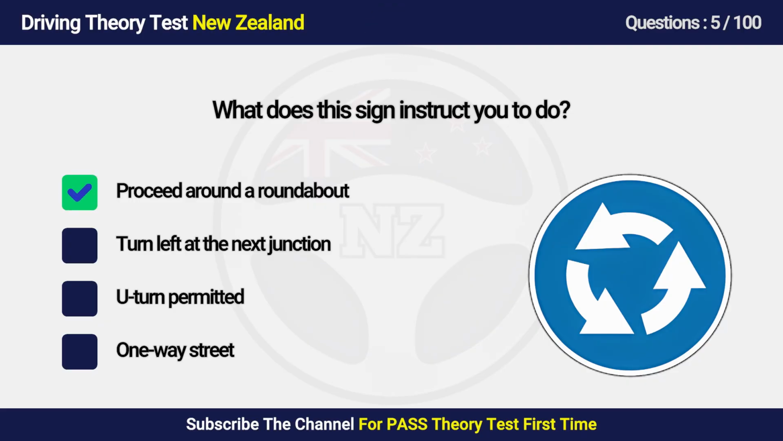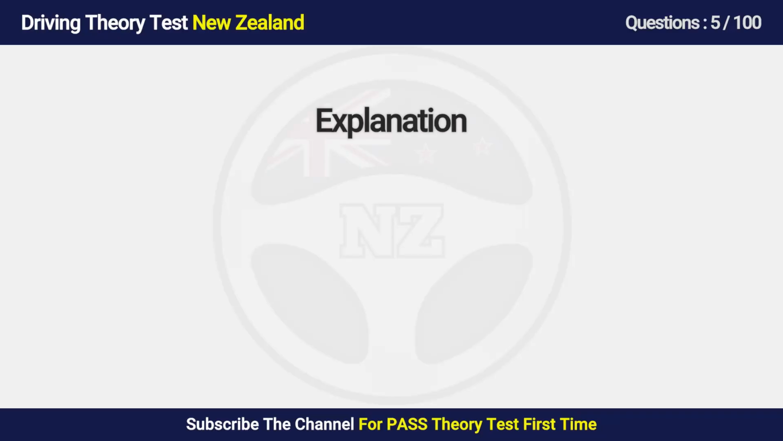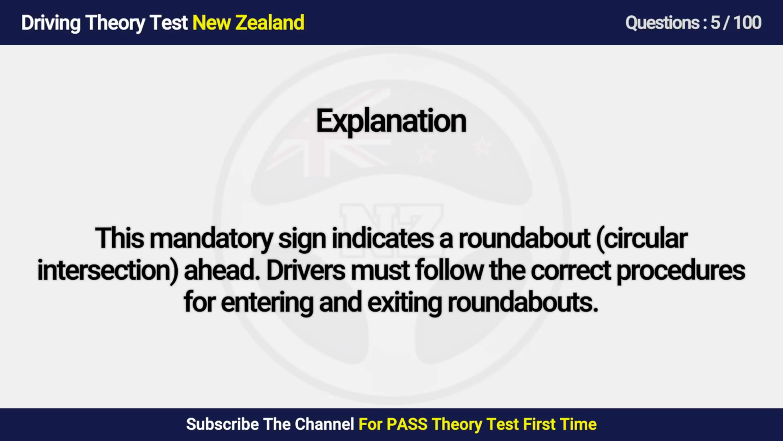Answer is A. Proceed around a roundabout. This mandatory sign indicates a roundabout circular intersection ahead. Drivers must follow the correct procedures for entering and exiting roundabouts.